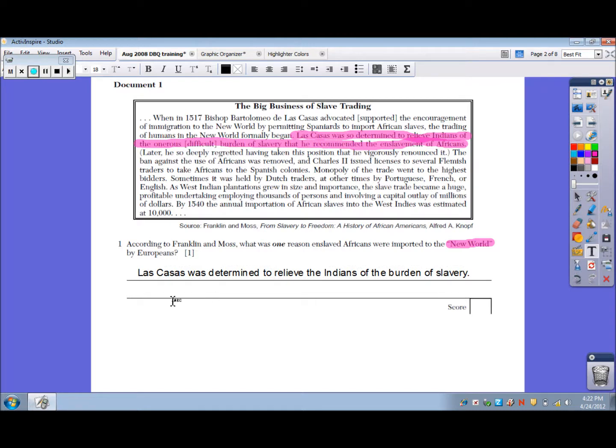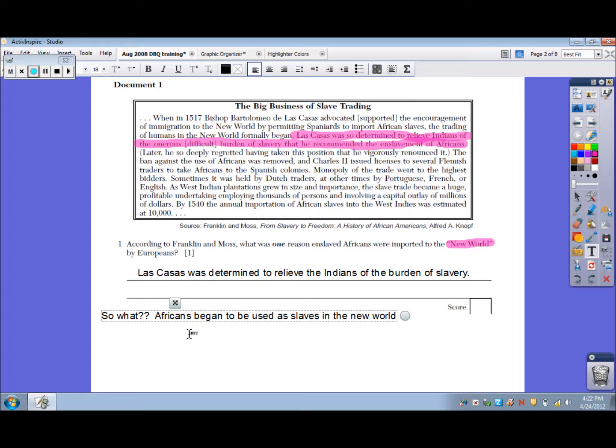Now we need to ask ourselves the question down below, so what? So, because Africans are now being imported to the New World and Indians are no longer slaves, what's going on? What's the so what here? What's an impact of this? Well, just think about it for a minute. If Africans are leaving Africa and they're being forced into slavery, Africans began being used as slaves. So that's a very general one, but that works. Africans began to be used as slaves in the New World.